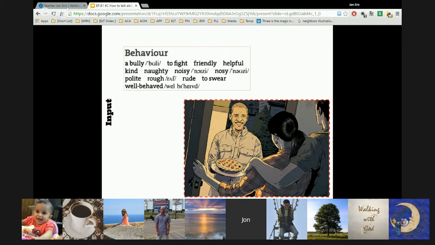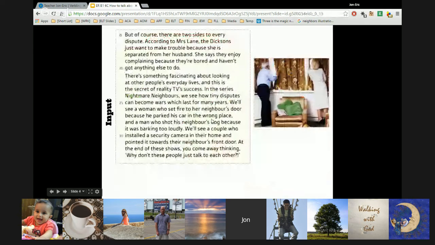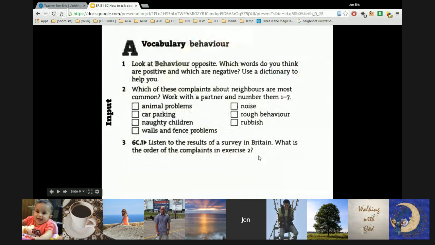All right. So now that we know some positive and negative words, I'm going to give you a series of complaints. Which of the following complaints about neighbors are the most common? Tell me what you think. I'm going to jump forward here. You're going to see this, exercise 2. We've got animal problems, car parking, naughty children, walls and fence problems, noise, rough behavior. David, looks like we can say rough behavior.